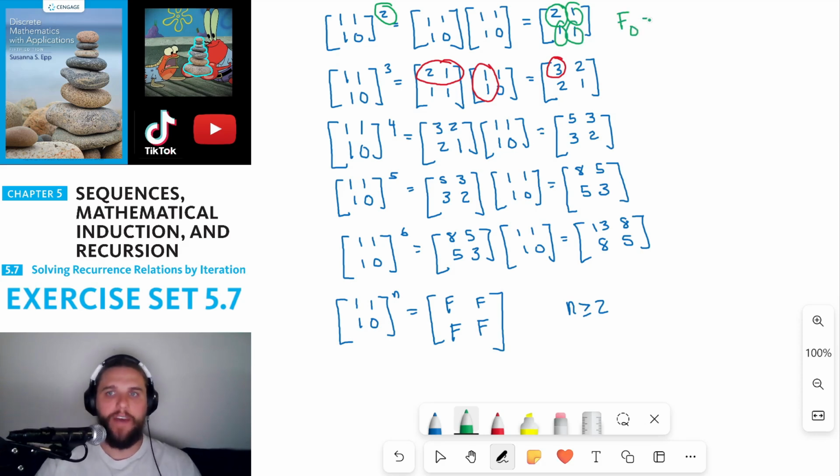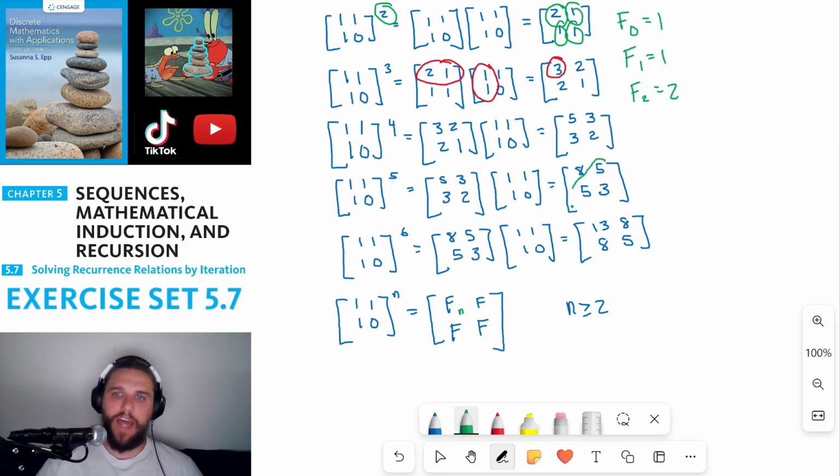Now keep in mind that f sub 0 equals 1, f sub 1 equals 1, and f sub 2 equals 2. So I'm noticing that since the top left entry here is 2 and the exponent is 2, then the top left entry is just going to be f sub n, whatever this exponent is. So I'll put an n here.